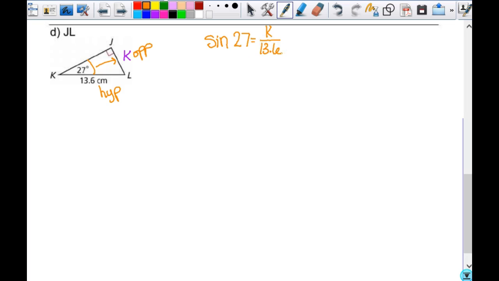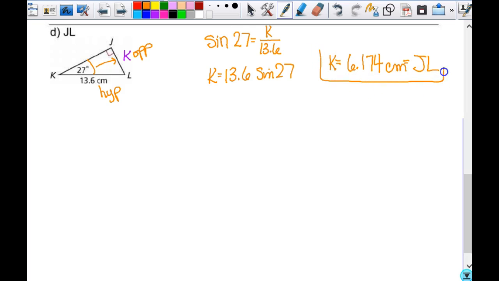Anything switch places? No, right? I don't switch places here. What do I do? Multiply. Good. So k is equal to 13.6 times the sine of 27. Then you can type that in. You should get what? Good. 6.174 centimeters.